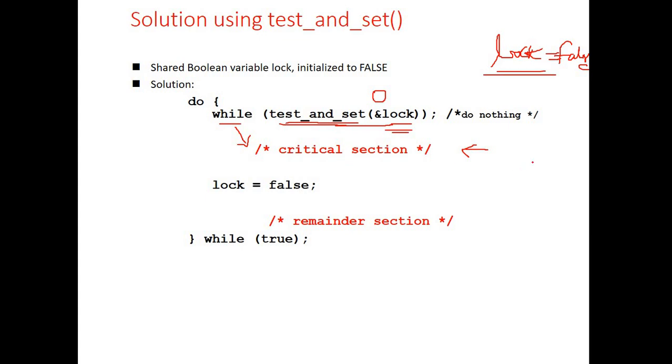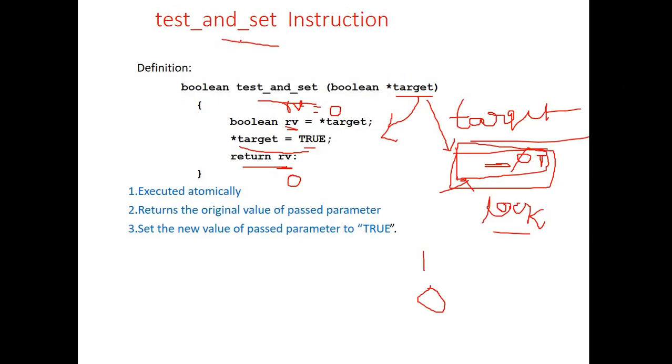When some other process wants to enter into the critical section, that function will again call test and set by passing the address of the lock variable, whose value is 1 now. When it is passed to this test and set instruction, the target variable value will be 1. The address of the lock variable is taken by the target, and the random variable RV will take the value of the target variable, that is 1, and the target variable value will become true. That means 1 remains 1.